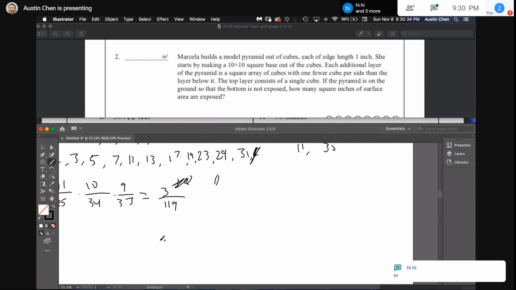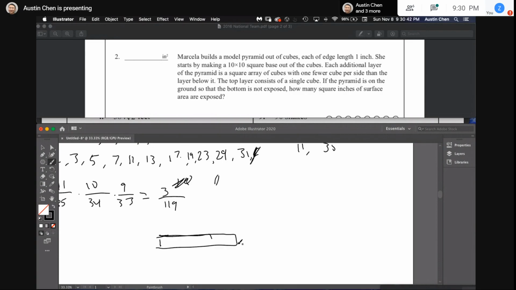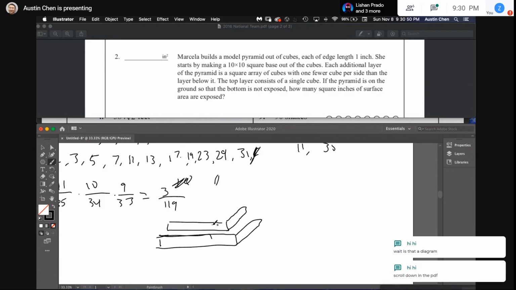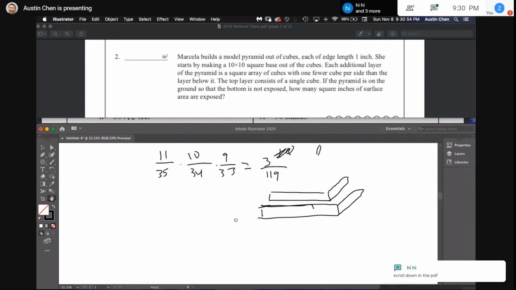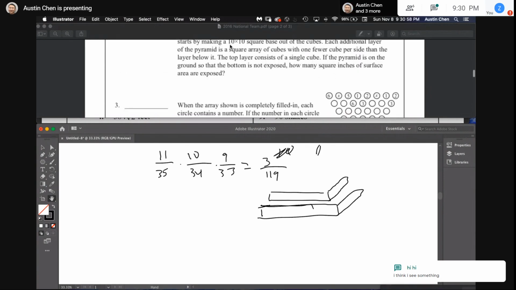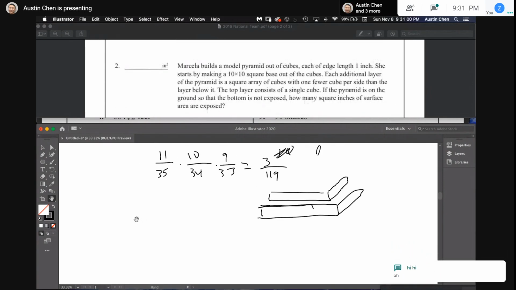Okay, so if we're looking at it by side view, we have a 10 by 10 square here, right? And then we have a 9 by 9 square here, and we want to find the surface area that is exposed. Oh no, it's not. That's for the next problem. There is no diagram.